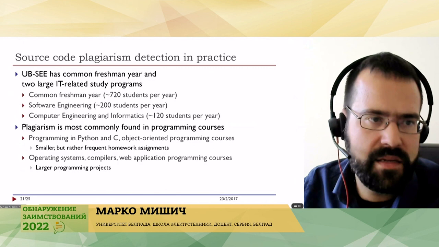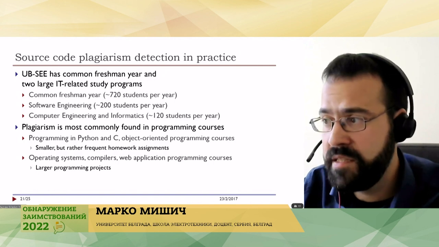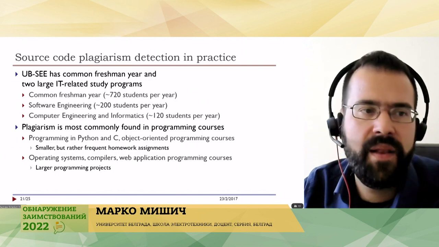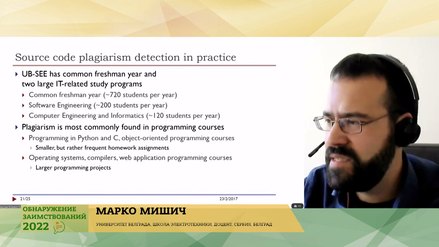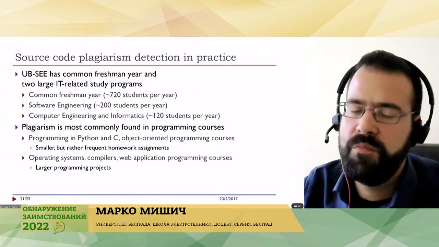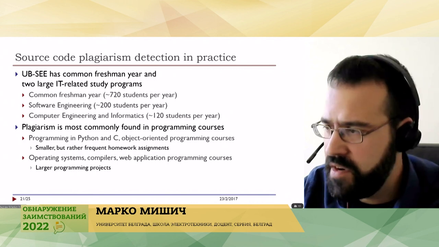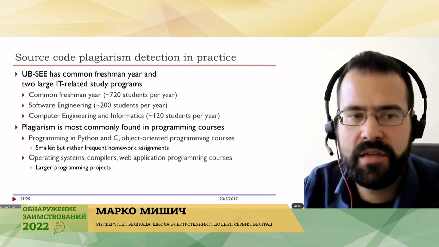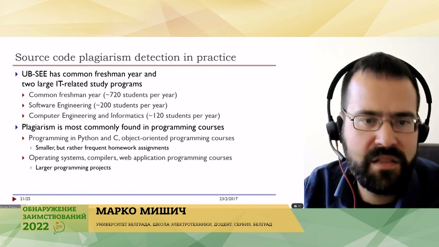In the end, I would like to tell something about our efforts here at the School of Electrical Engineering, University of Belgrade, to fight source code plagiarism. As I said, we have a lot of students. At the common freshman year, we have more than 700 freshly enrolled students, together with ones that did not pass their exams from previous years. Then, after the first year, we have two big IT-related study programs, software engineering with 200 students and computer engineering and informatics with a bit more than 100 students, 120 students.